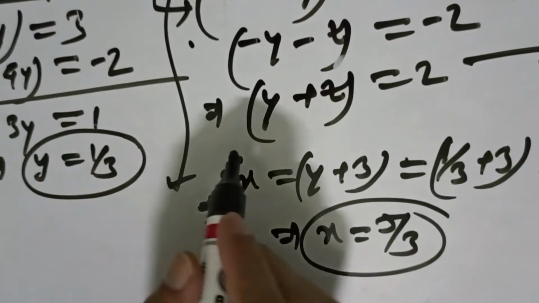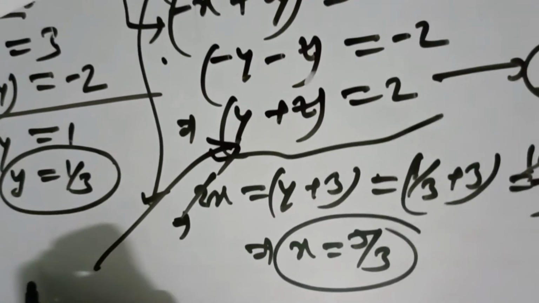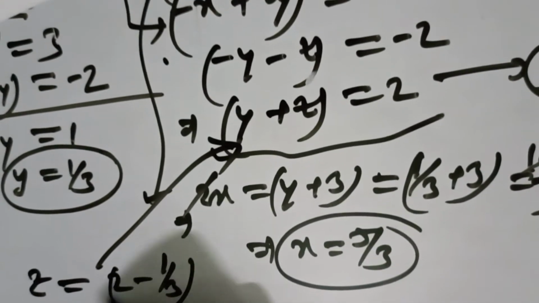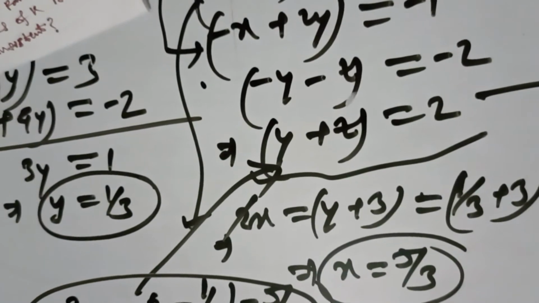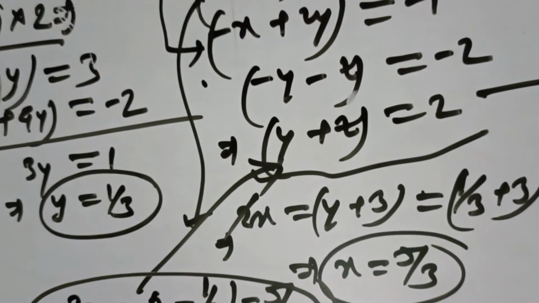If you get the value of x, then put the value of y in the third equation, you get z equal to 2 minus y, meaning 1/3, so 6 minus 1 upon 3 is 5/3. Okay, so you got the value of z. So x equals 5/3, y equals 1/3, z equals 5/3. So you got the unique values of x, y, and z.